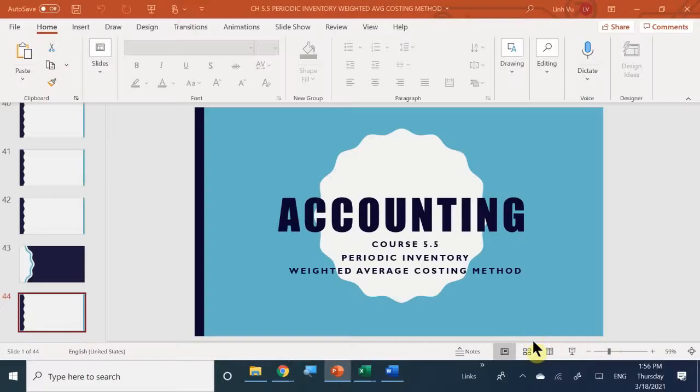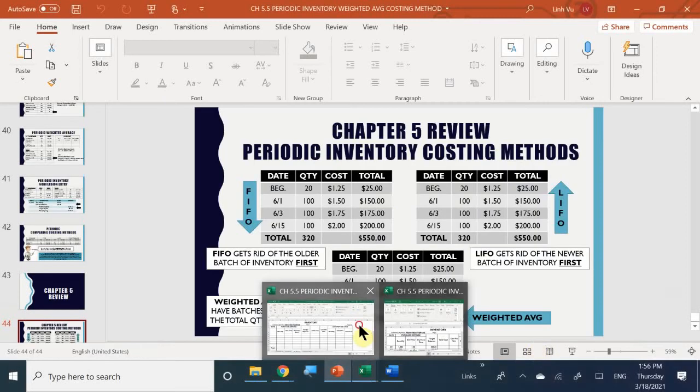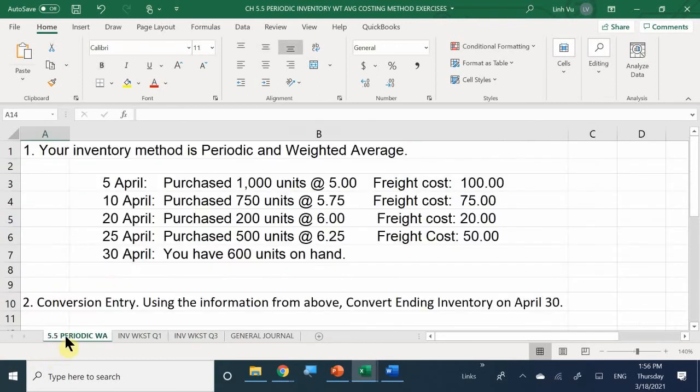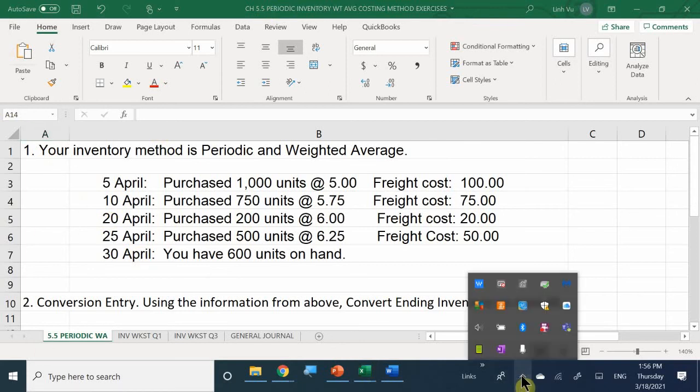All right, let's dive right in. So once again, I'm not going to have you practice journalizing because we did the same exact journals for 5.1, 5.2, and 5.4. They're going to look identical because these problems are identical, except the way that we cost it is going to be different. So in this case, let's start right here with April 5th. We purchased 1,000 units at $5 each with the freight costing $100.